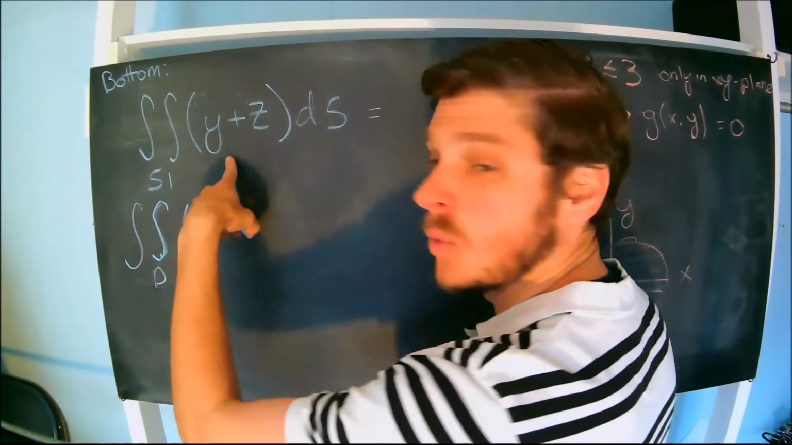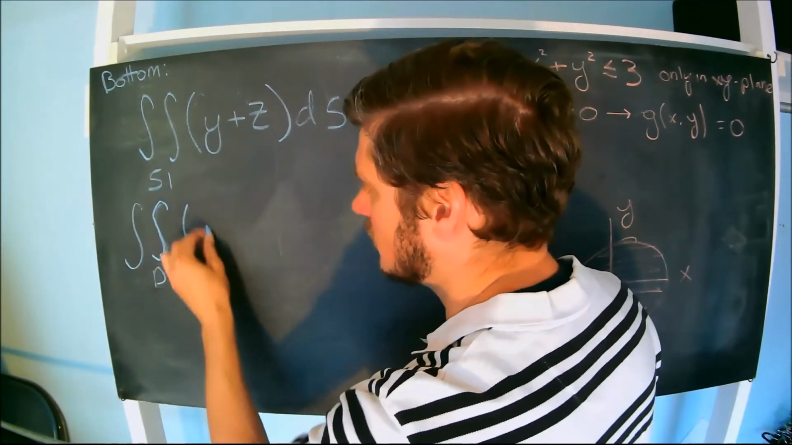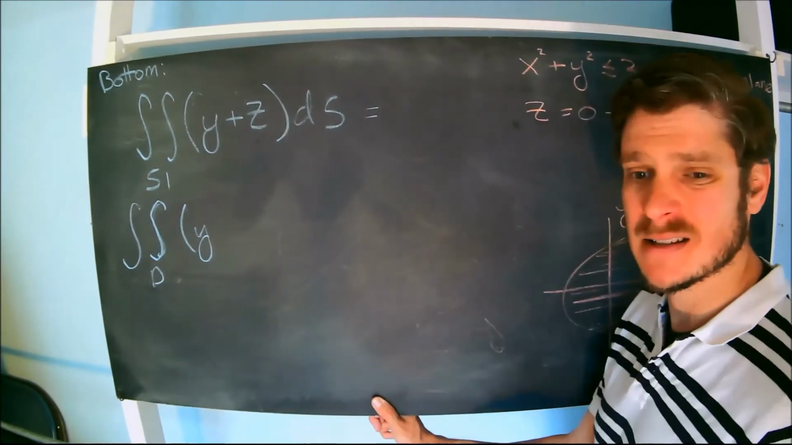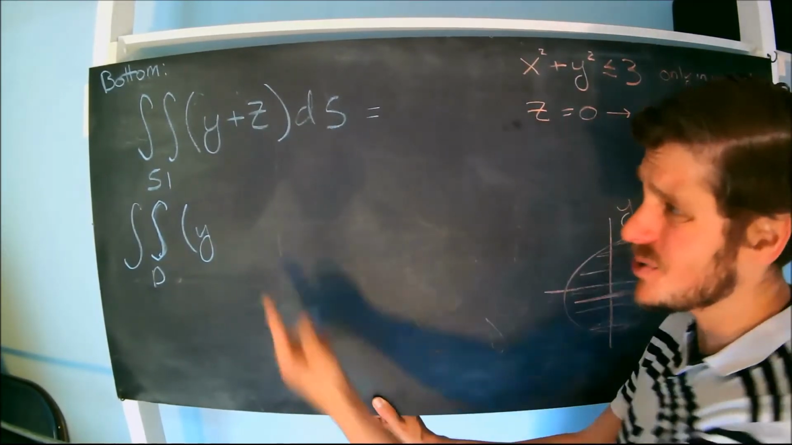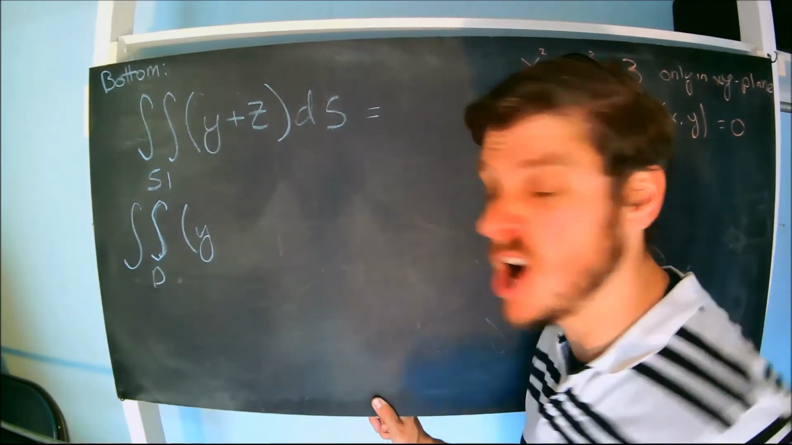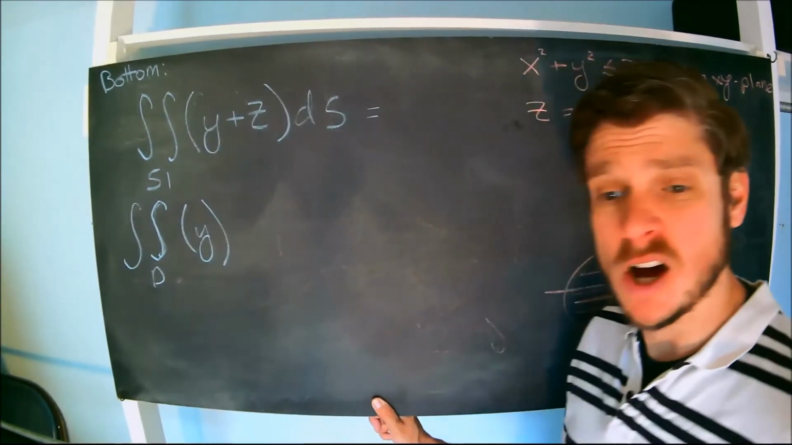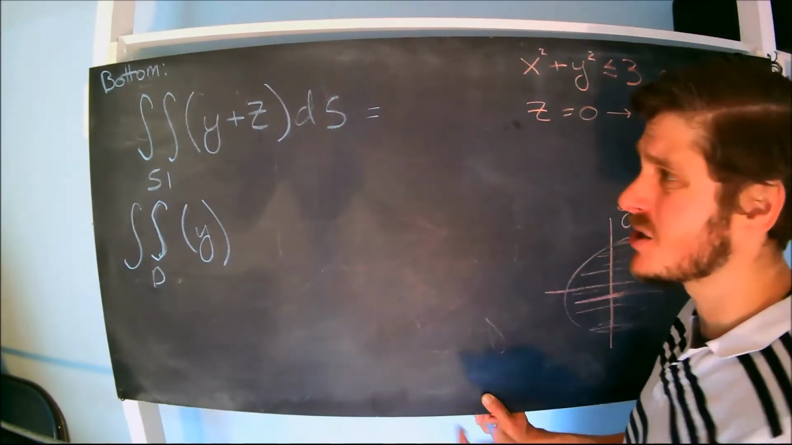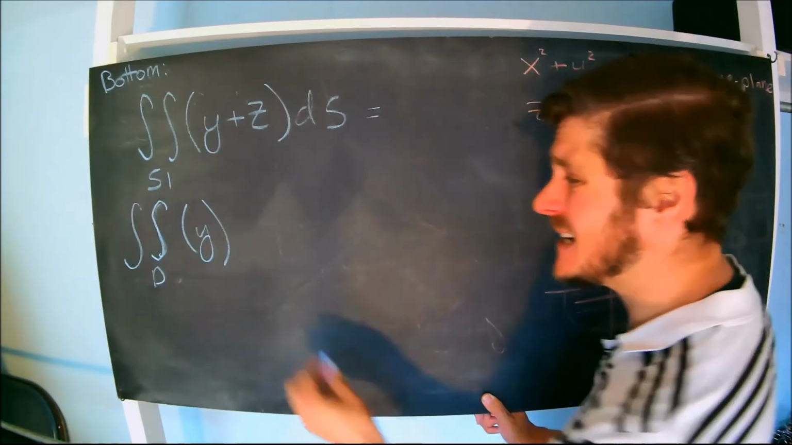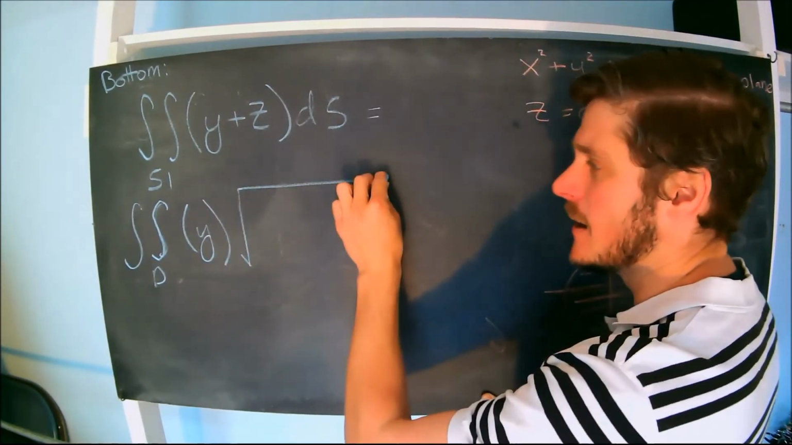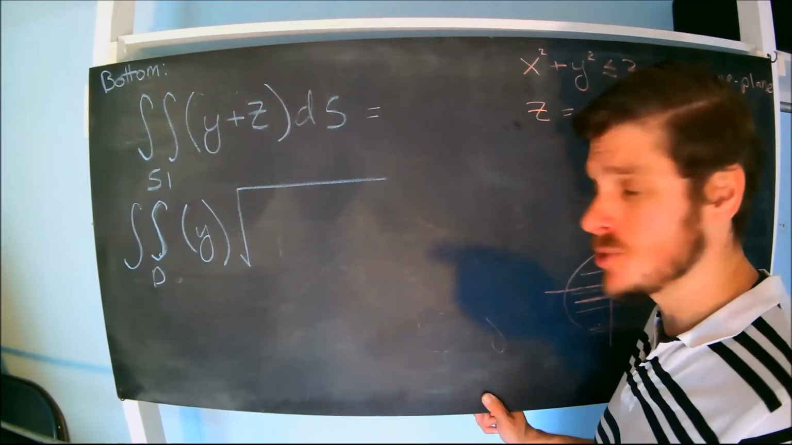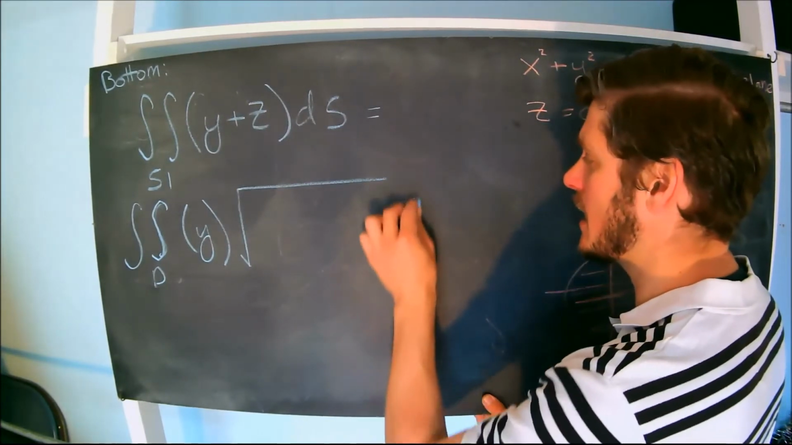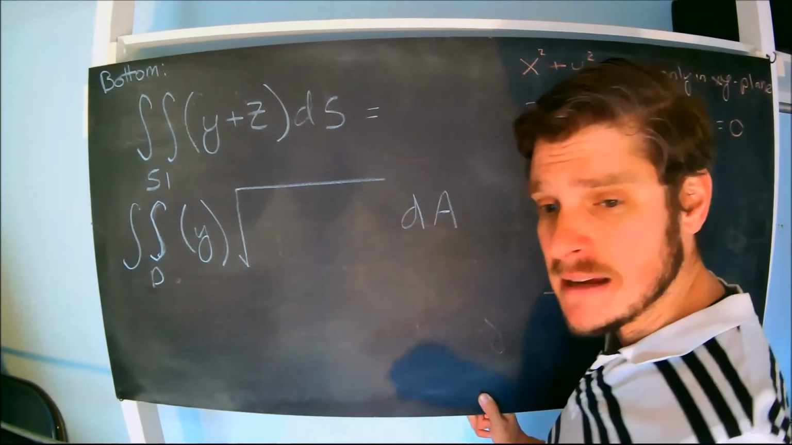So y becomes y. That's not changing. And z? Well, I literally just defined it to be my plane z equals 0, so that's gone. Now, the beauty of this one is that I could set this up as a plane as my g of x, so my dS is going to get replaced with that big square root of my partials squared, summed, and including 1, and then my dA.